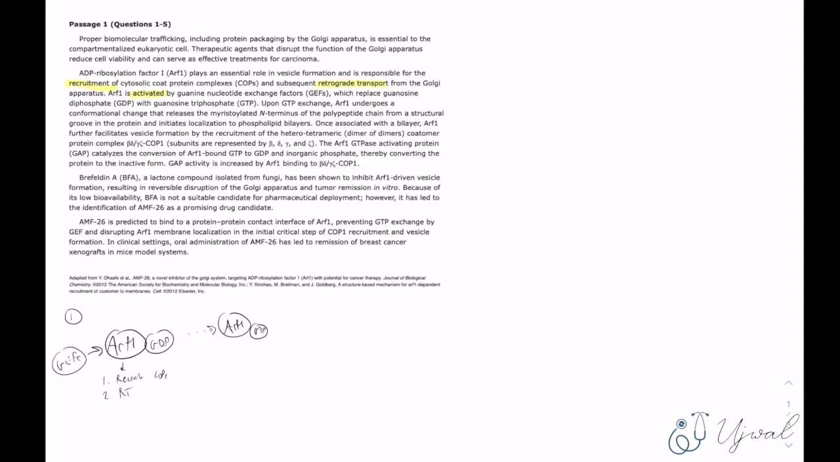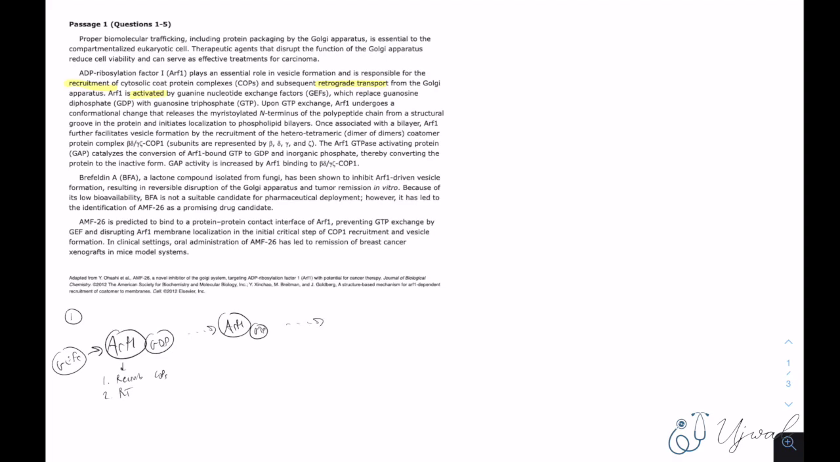Next sentence. Here it says, upon GTP exchange, ARF1 undergoes a conformational change, releases this N-terminus of the polypeptide chain from a structural groove in the protein, and initiates localization to phospholipid bilayers. A very wordy sentence. Usually when it's something that's pretty wordy, it means that it's not that important. But I'm still going to represent this because I don't know if I might need this later on in a very quick and simple format.